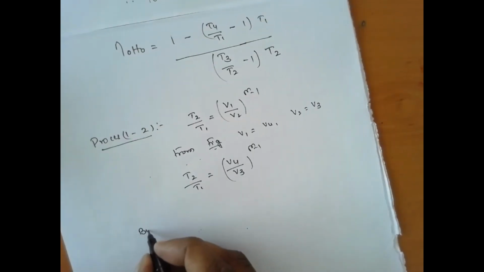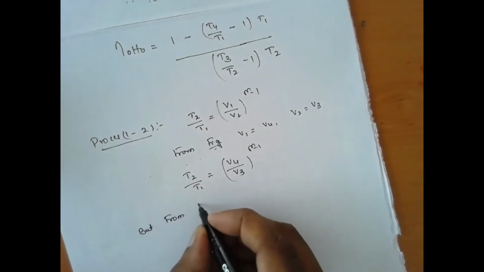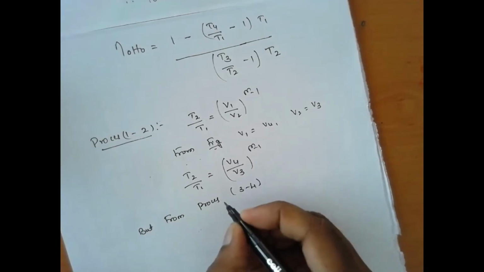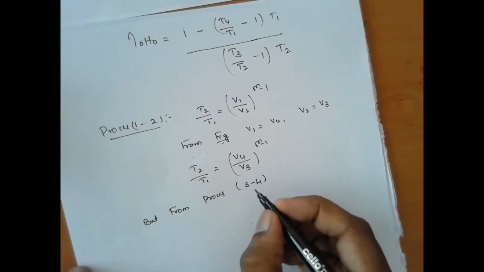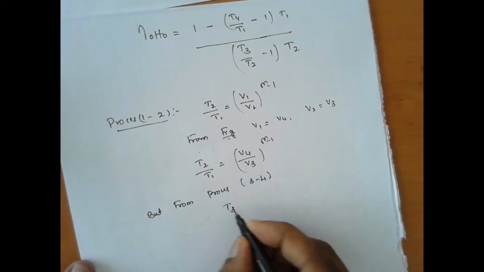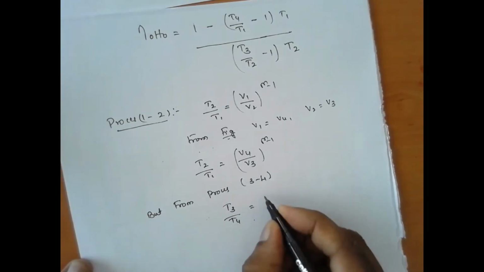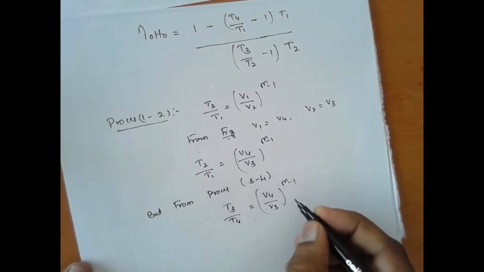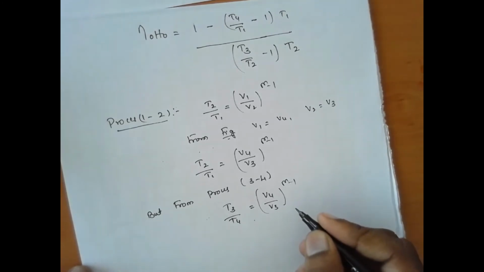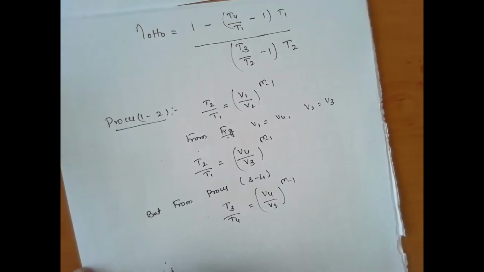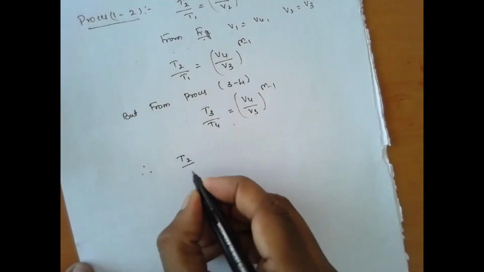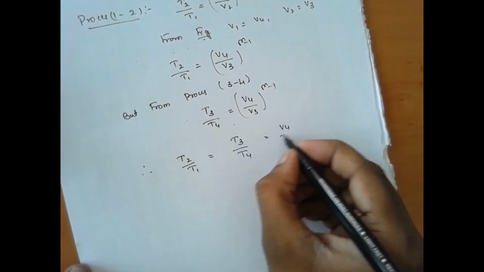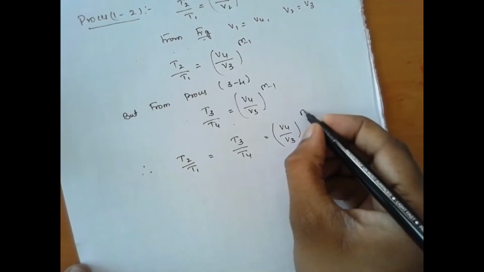But from process 3 to 4, because 3 to 4 is adiabatic expansion, you will get the equation T3 by T4 is equal to (V4 by V3) to the power gamma minus 1. So therefore T2 by T1 is equal to T3 by T4, which is equal to (V4 by V3) to the power gamma minus 1.